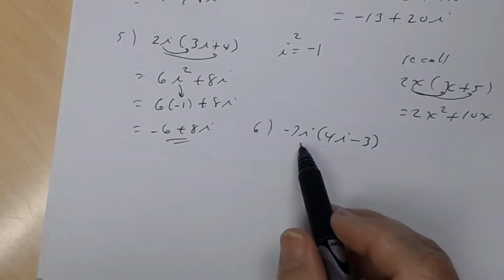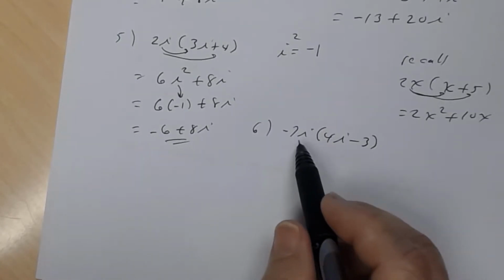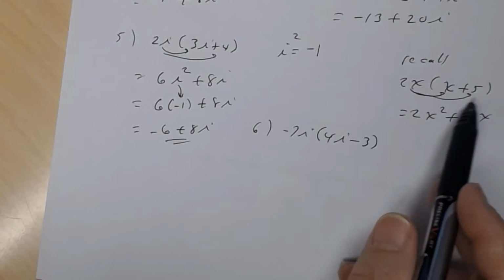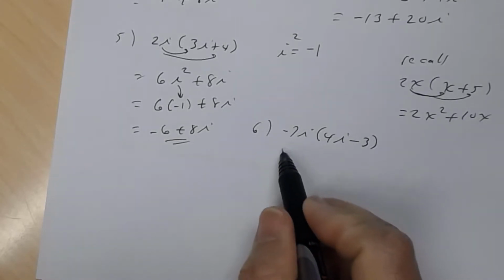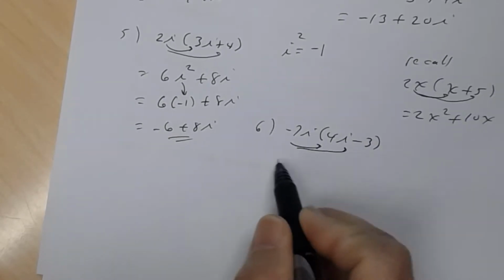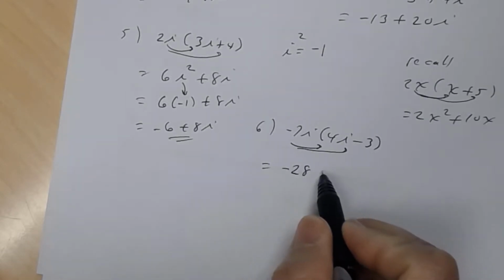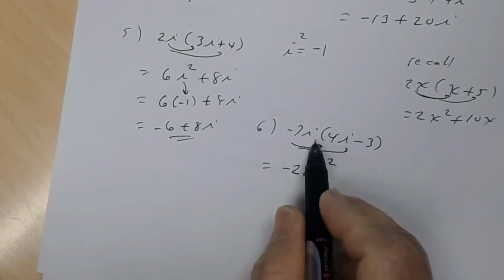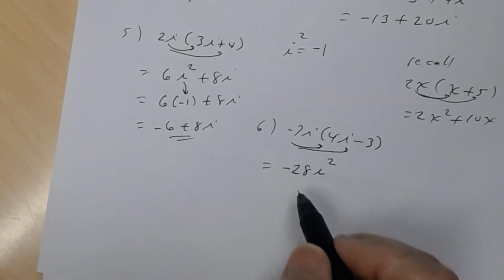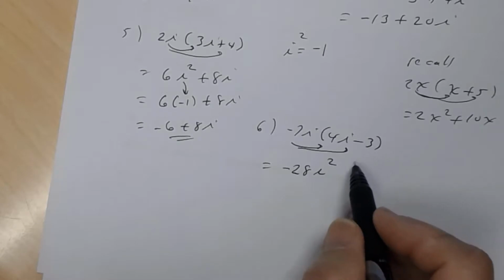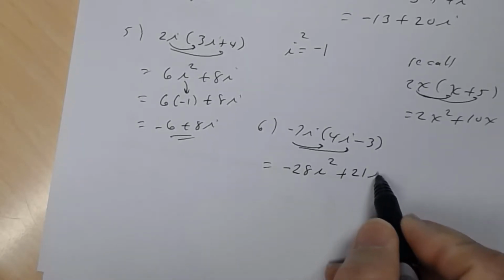So again, you are multiplying two complex numbers. So 5 and 6 look like this idea you've had in the past. So you use the distributive property. So I'm going to get negative 7i times 4i is a negative 28i squared, because i times i is i squared, negative 7 times 4 is negative 28. And then a negative 7i times a negative 3 is a positive 21i.